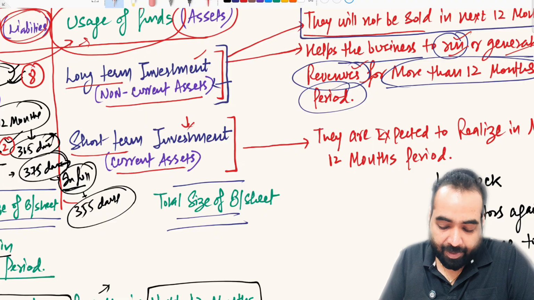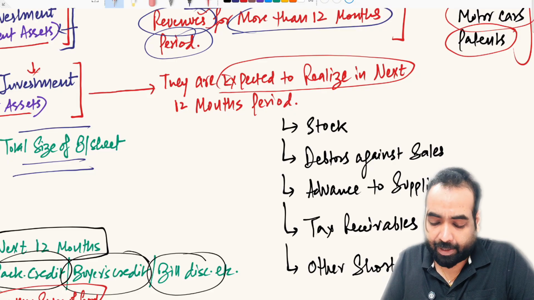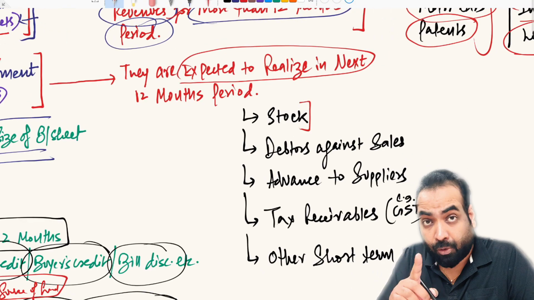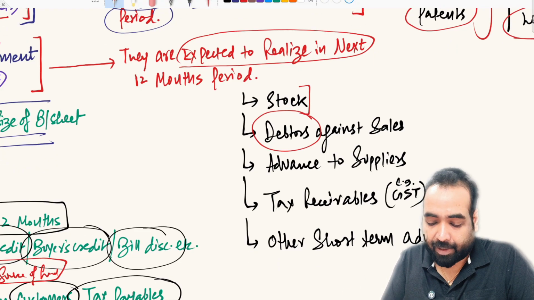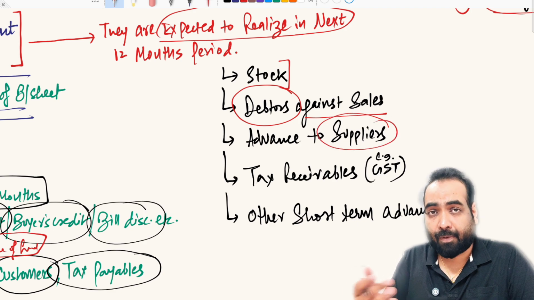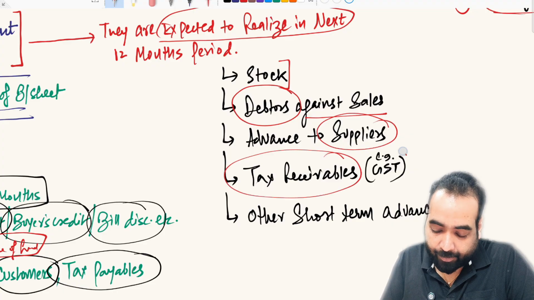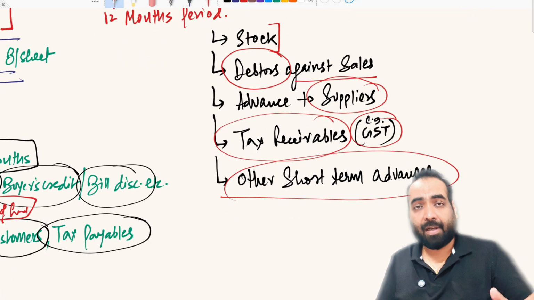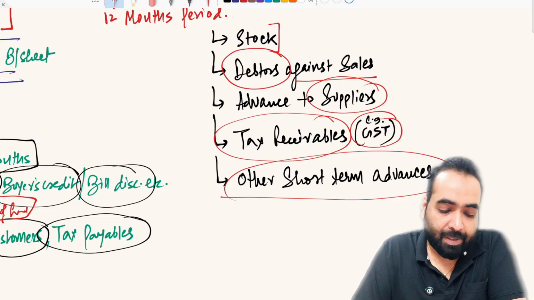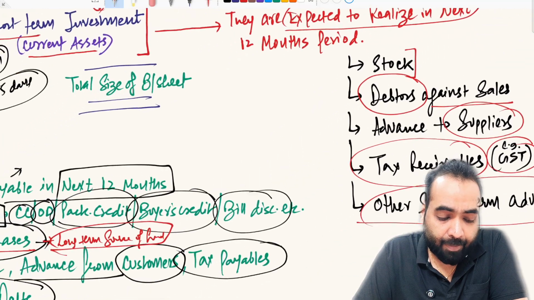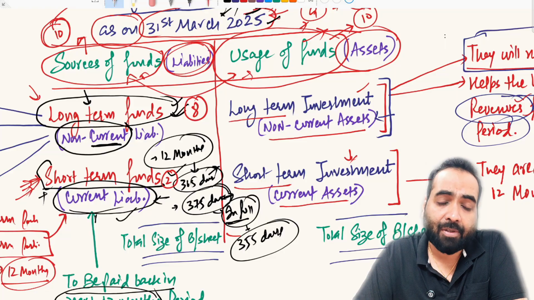So what are the short term investments, current assets? They are expected to be realized in the next 12 months period. For example, good stock which has not become slow moving or obsolete. Good debtors which are recoverable against sales. Advances to your suppliers from which you will get your material in the next few months. Tax receivables, for example GST receivable, or any other short term advance, for example prepaid expenses, or advance salary to the employees, right? So these are the examples of short term investments, long term investments, short term funds, long term funds, which are a crucial part of the balance sheet.